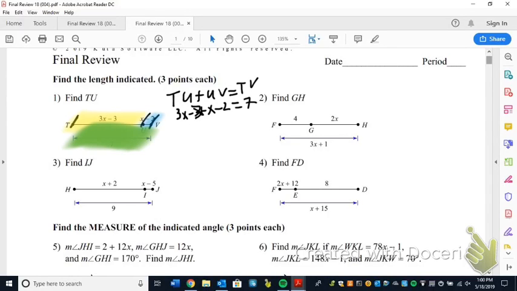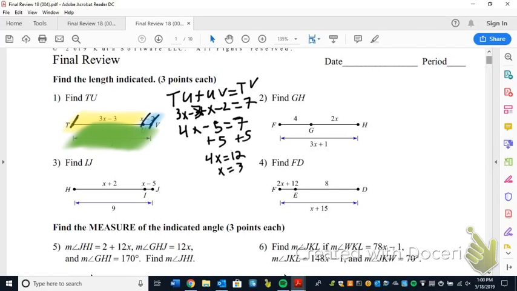I know it's ugly, but that's okay. So we're going to combine like terms. We have 3x plus x, so it's going to give us 4x. We have negative 3 minus 2, that's going to give us negative 5, equals 7. So we're going to add 5 to both sides. We get 4x equals 12, and we get x equals 3. Now we're not done yet. That would be a 2-point answer, x equals 3. I want all 3 points.